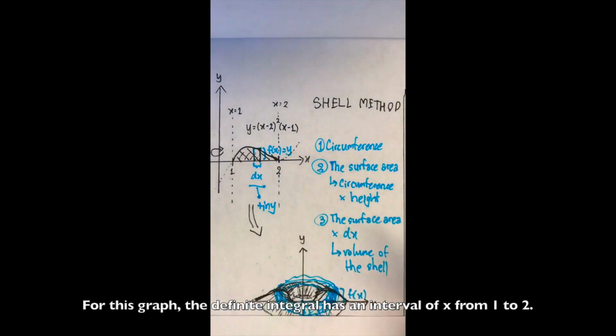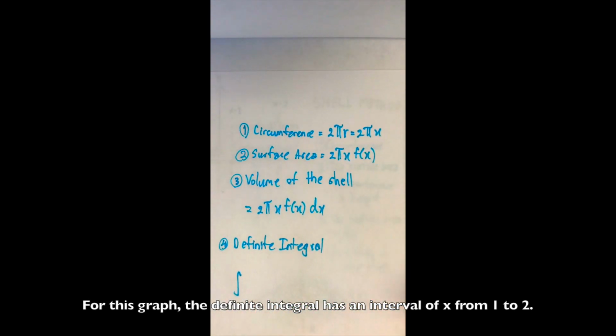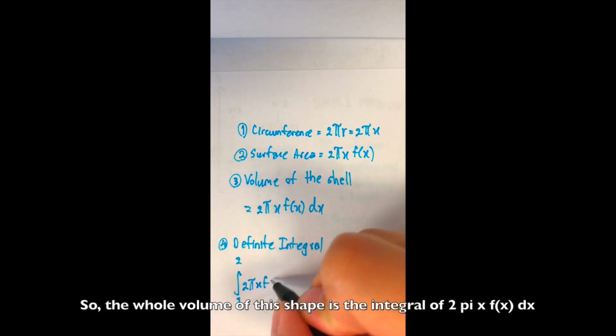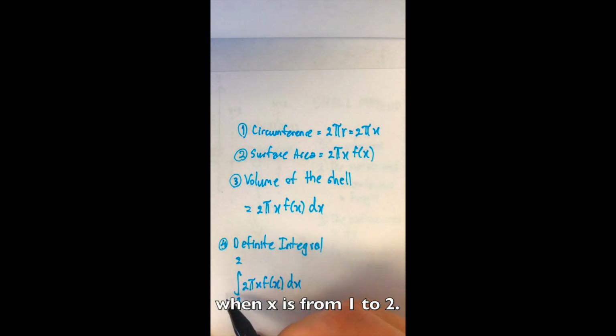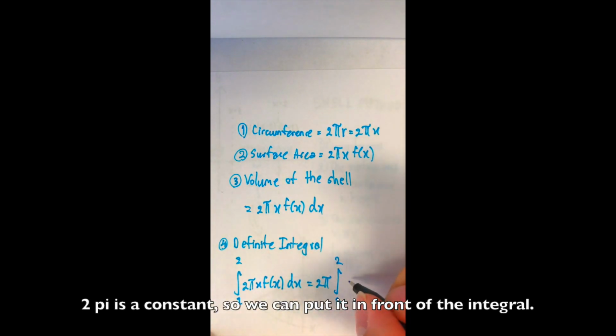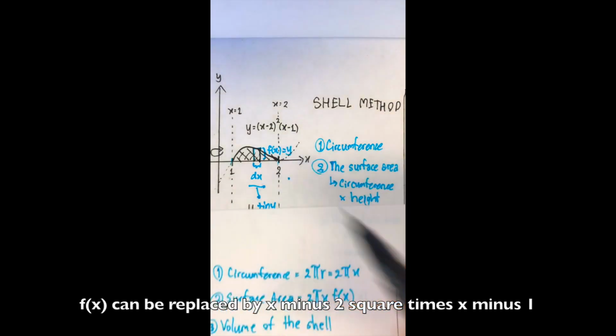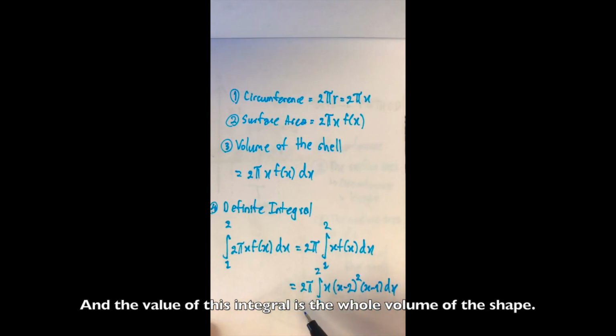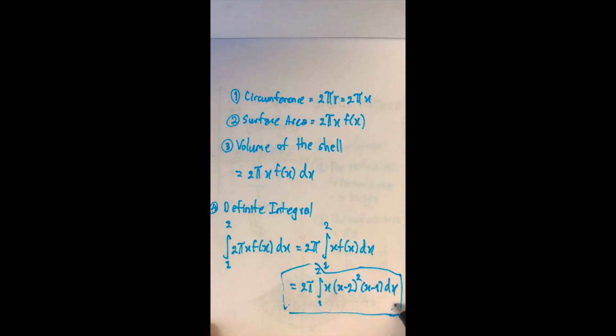For this graph, the definite integral has an interval of x from 1 to 2. So the whole volume of this shape is the integral of 2 pi x f of x dx, when x is from 1 to 2. 2 pi is a constant, so we can put it in front of the integral. f of x can be replaced by (x minus 2) squared times (x minus 1). And the value of this integral is the whole volume of the shape.